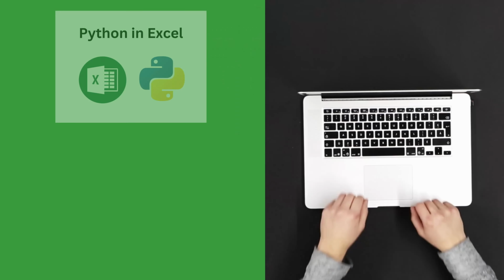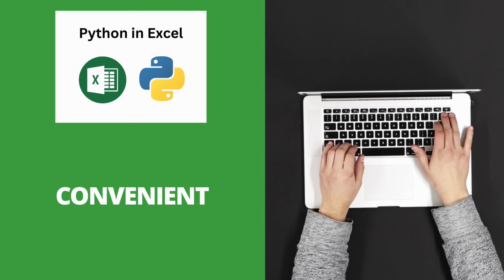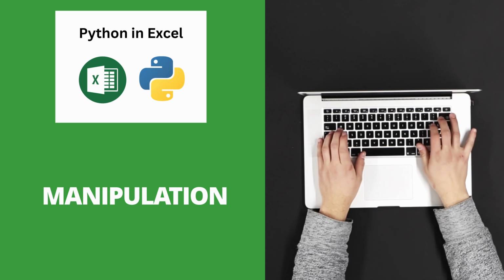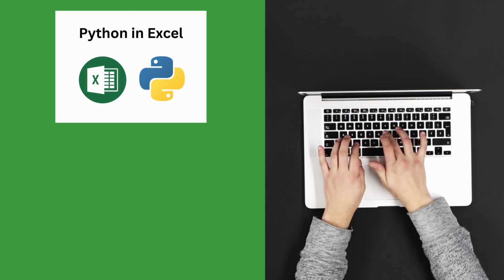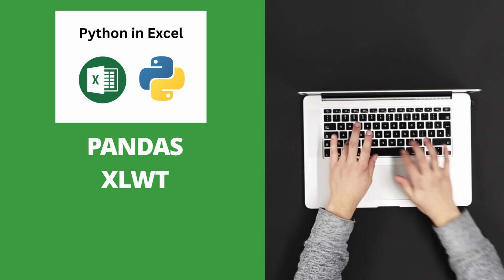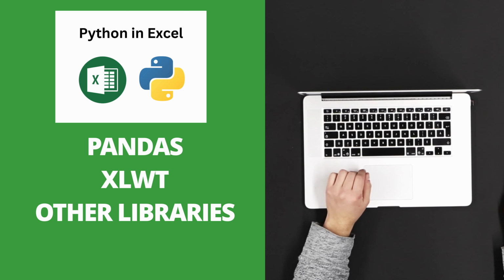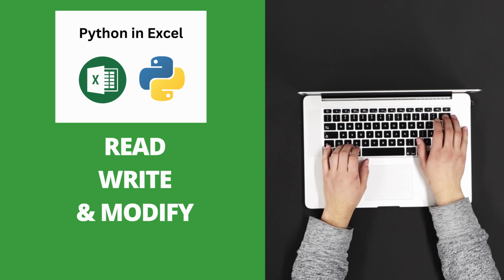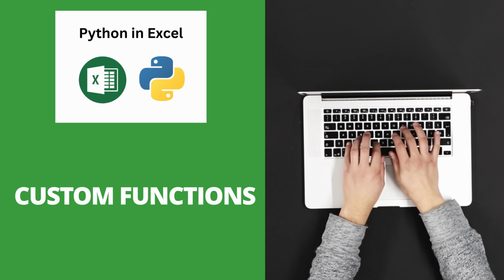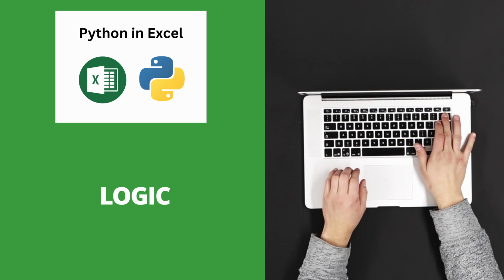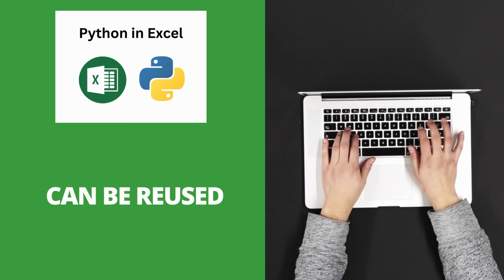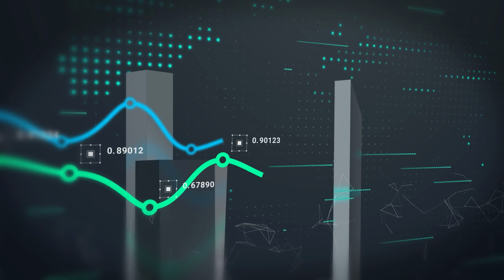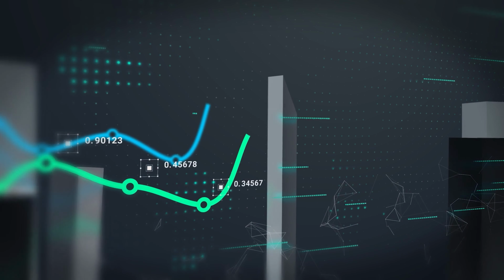In short, Python in Excel is a powerful and convenient way to perform various tasks that involve data analysis, manipulation, and visualization. By using pandas, XLWT, and other Python libraries, you can easily read, write, and modify Excel files in your Python code. You can also create custom functions and logic that can be reused throughout your workbook. With Python in Excel, you can leverage the best of both worlds and enhance your productivity and efficiency.